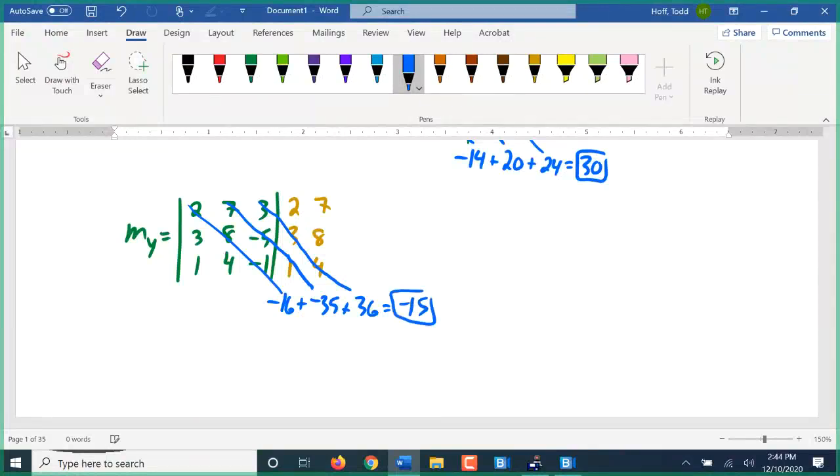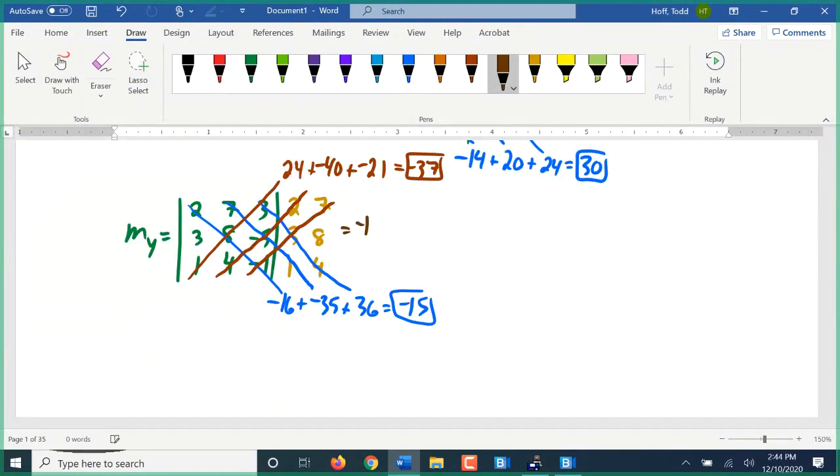Going up, 1 times 8 times 3 is 24, plus 4 times negative 5 is negative 20, times 2 is a negative 40, plus negative 1 times 3 is negative 3, times 7 is negative 21, which is, what was that, negative 37 for the up diagonal. So our determinant is negative 15 minus a negative 37, which is a positive 22.